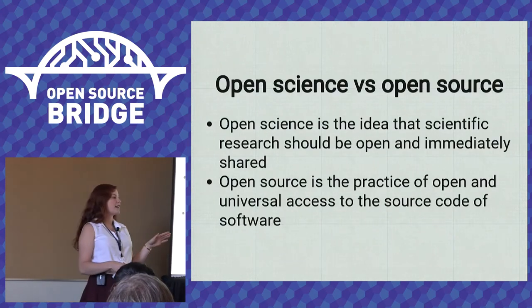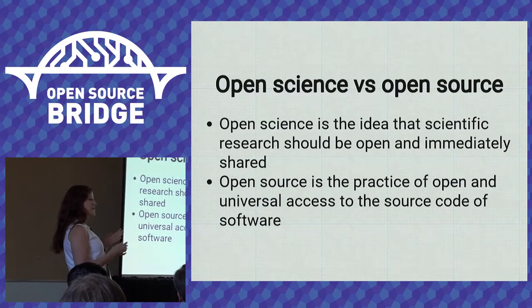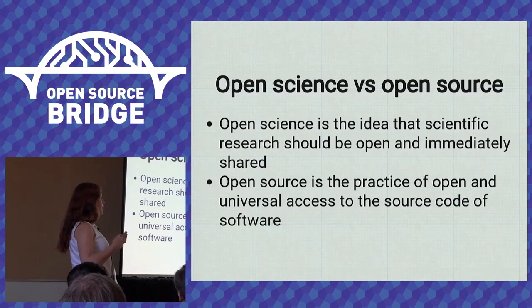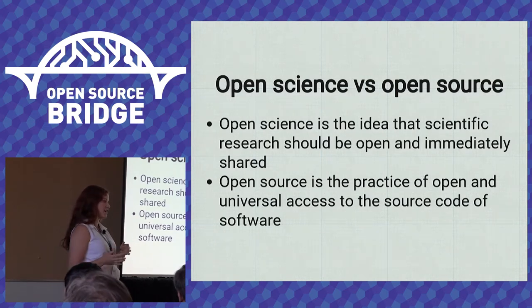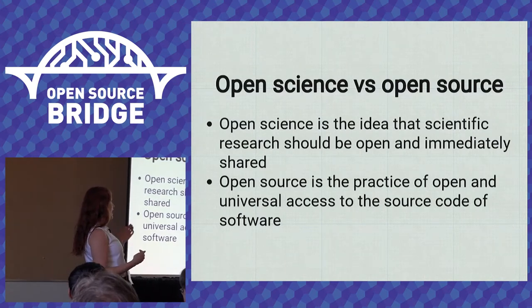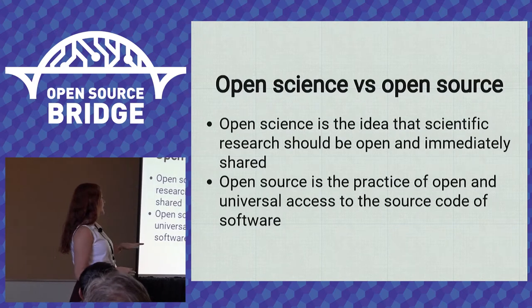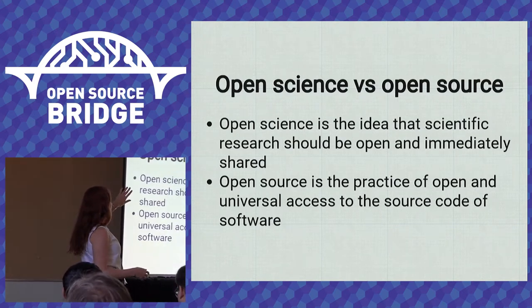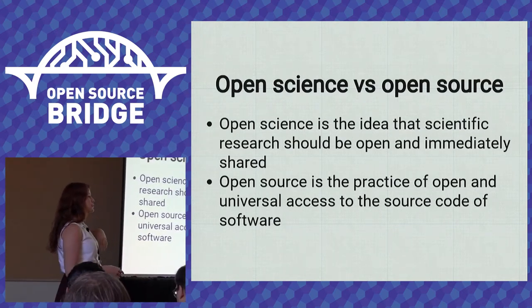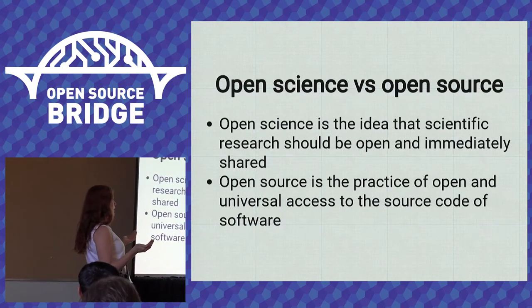Okay, I also want to get out of the way a couple of definitions, and that is open science and open source, because they're not quite the same thing. Open science is an overarching idea that scientific research should be open and immediately shared. So this is the knowledge portion of it. And open source is a practice of open and universal access to source code of software. So open source definitely has a part to play in open science, because it has to do with the methods and results of open science, but open science is a greater idea as well.